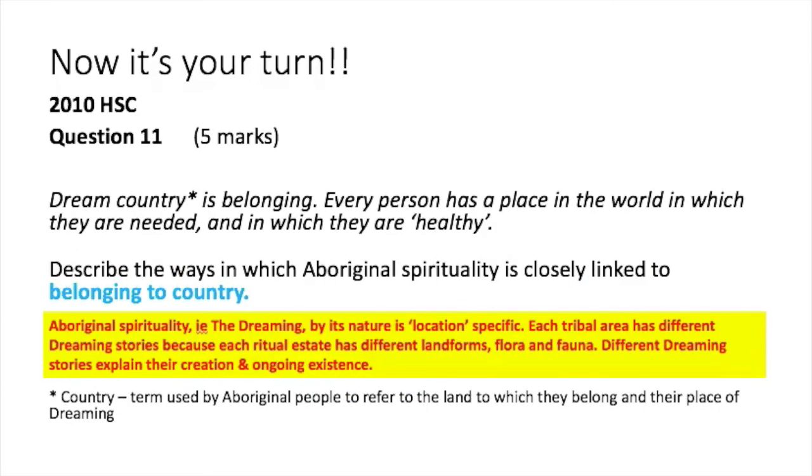And belonging to country. If we have a look down here, this term country, to refer to land to which they belong and their place of dreaming. Dreaming is specific to a given area of land because the landforms, the flora, the fauna are different in a particular area of land. So, for example, a rainforest in northern Queensland is not going to have the same dreaming stories as the Western Australian deserts, and therefore the dreaming about how those aspects of landforms, flora and fauna came into being are going to be different.